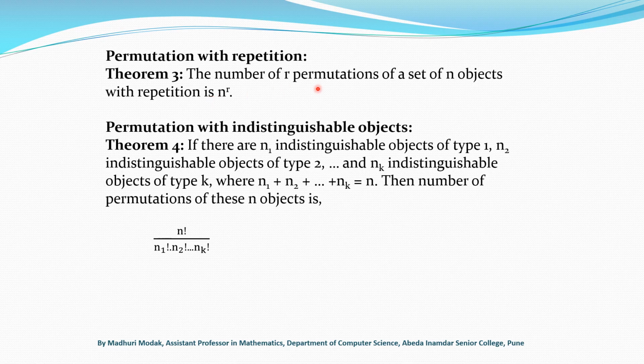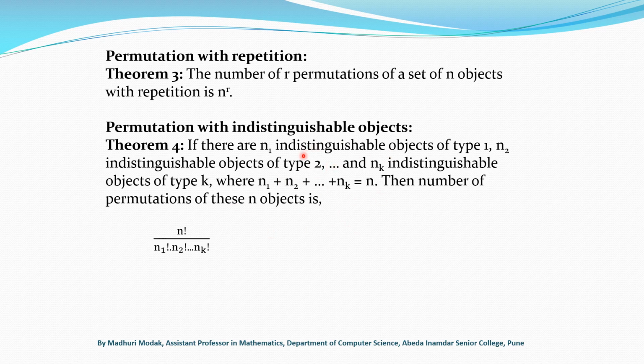Now there is one more theorem, permutation with indistinguishable objects, means identical objects. Now see the statement of theorem 4. If there are n1 indistinguishable objects of type 1, n2 indistinguishable objects of type 2 and so on, nk indistinguishable objects of type k, then n1 plus n2 plus ... nk is equal to n. Then the number of permutations of these n objects is n factorial upon n1 factorial into n2 factorial into ... nk factorial.